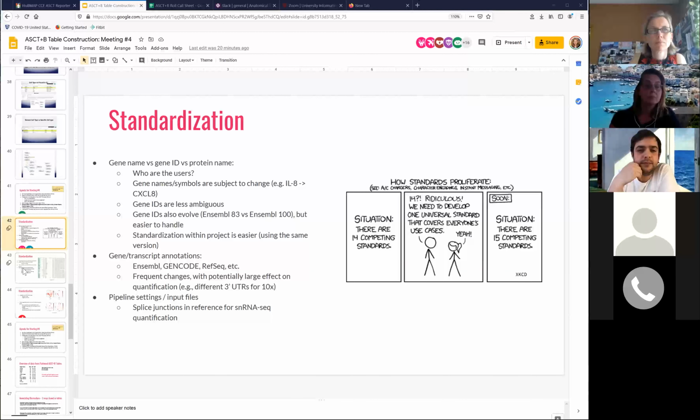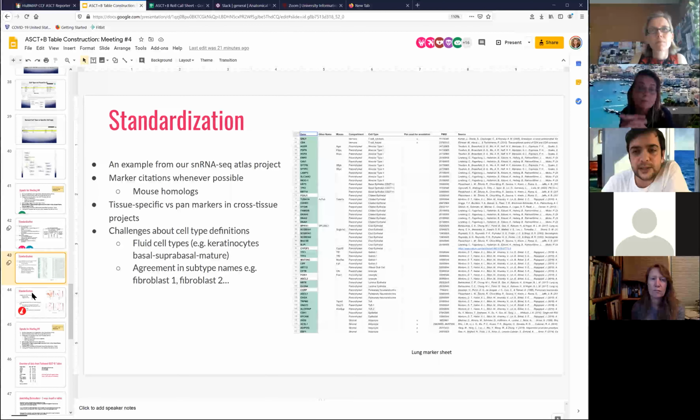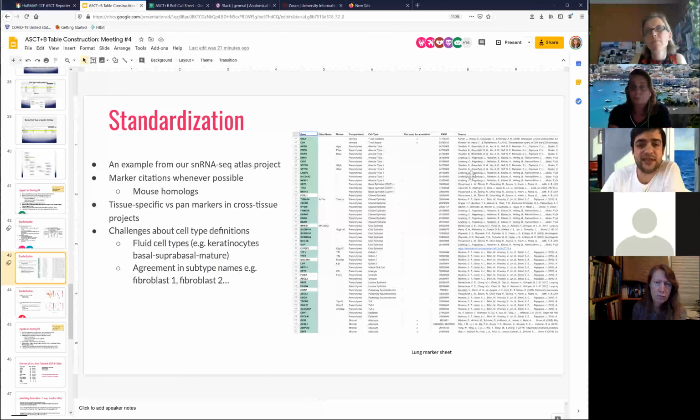So the next slide, I think we can switch to the next slide. On the right side, we put a screenshot of the marker tables that we generated for a specific atlas project. It's a very simple thing. It's not as advanced as the ASCT, but we see the gene names, unlike what I suggested, basically using gene IDs, but just for the sake of simplicity and convenience, we use the gene names and equivalent homolog mouse gene names and some compartment information, cell type, and the link to the citations of the markers.